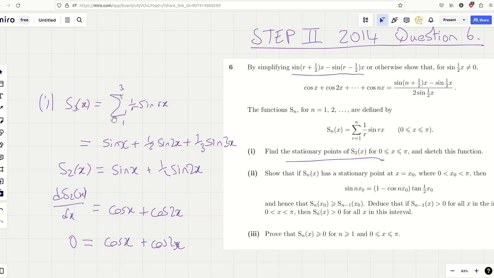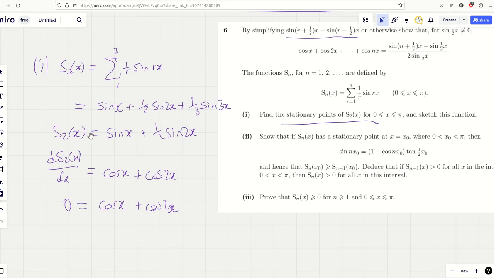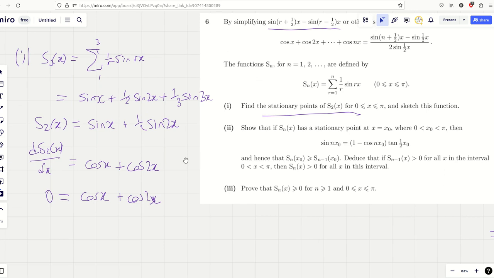So you're adding up the first 3 terms. So it would be sine x, because r is 1 first, plus a half sine 2x when r is 2, plus a third sine 3x. And I've just given you that as an example, because they want us to find the stationary points on S2 of x. Well, S2 of x is just going to be the first 2 terms, sine x plus a half sine 2x. Okay, find a stationary point.